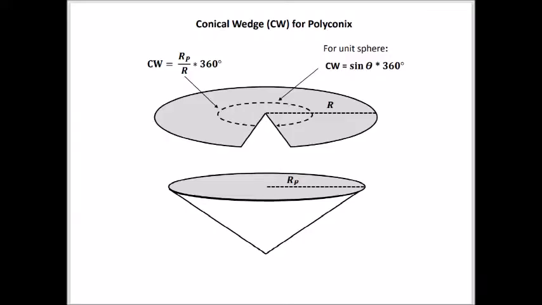This diagram shows a conical wedge that is used to construct the cones, where the conical wedge angle is a fraction of the circle, which is a ratio of the planar radius to the spherical radius, or sine theta times 360 for a unit sphere. We cut out the leftover pie section of the circle, and we can then form the cone by pinching the conical wedge together, where the cone will now have the desired aperture for this polyconix.